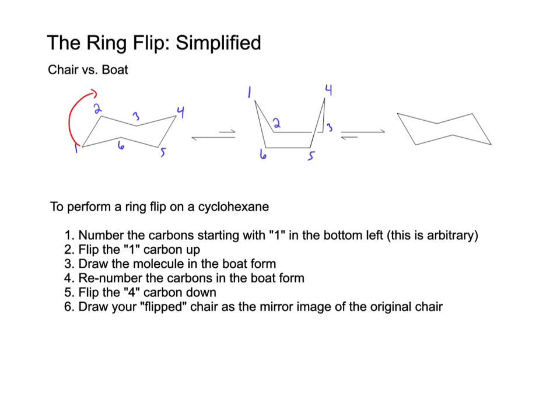Next, we're simply going to take our 4 and flip that carbon down. So the 4 carbon is going down to this position. Once we do that, we can draw that flipped chair as the mirror image of the original chair. And when we go and number this, we can now see that the 1 is going to be in the top left, and then we're simply going to go around clockwise to finish numbering the molecule. And there you have it. Hopefully with that demonstration, you understand how a ring flip works.